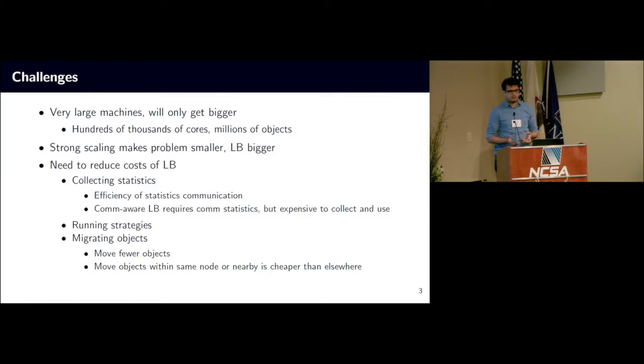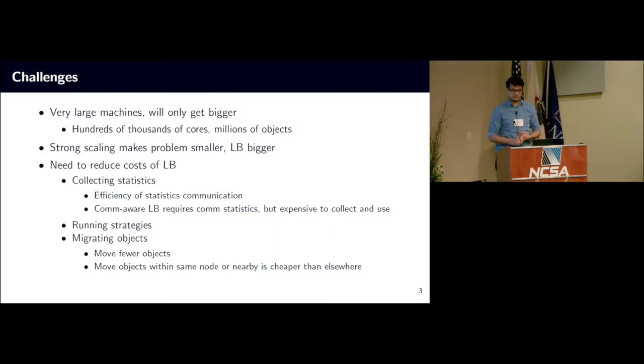One of the big issues here is that if we strong scale a problem, the amount of work per core goes down, but the amount of load balance effectively stays the same. We're getting more cores and more objects, but less computation. So load balancing becomes a bigger and bigger thing as we do this. So in order to address this, we need to reduce the cost of load balancing. This involves a few different factors.